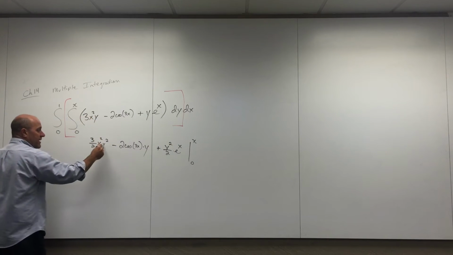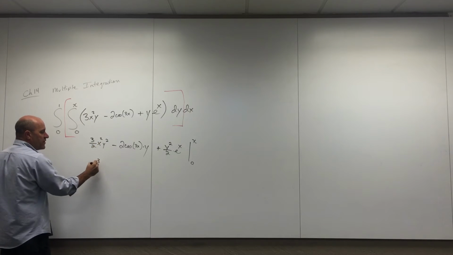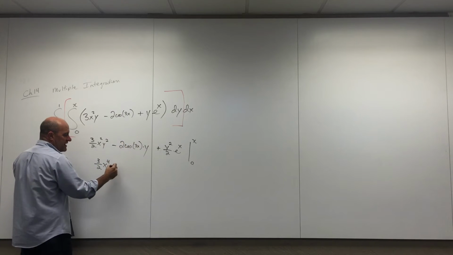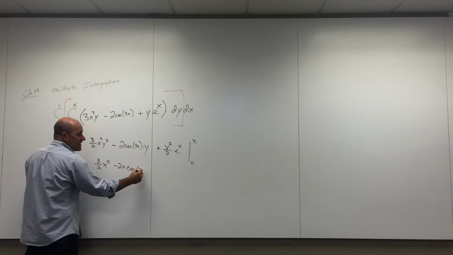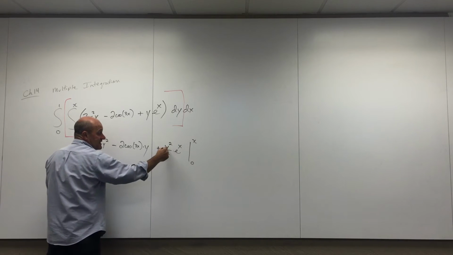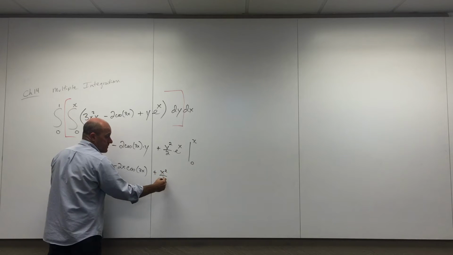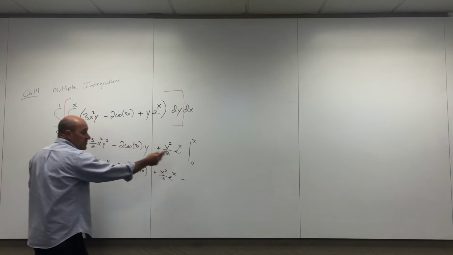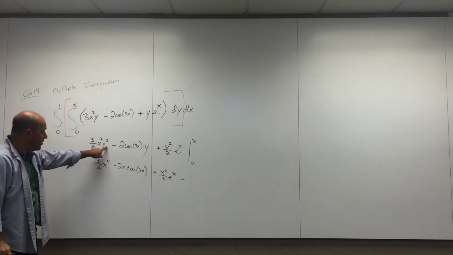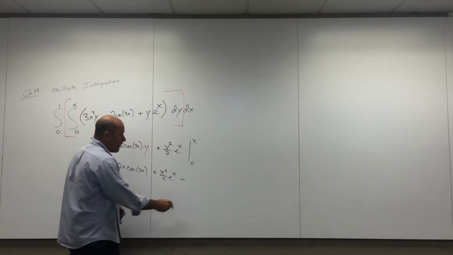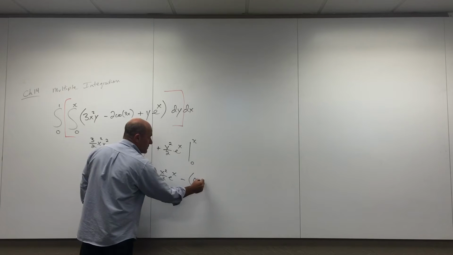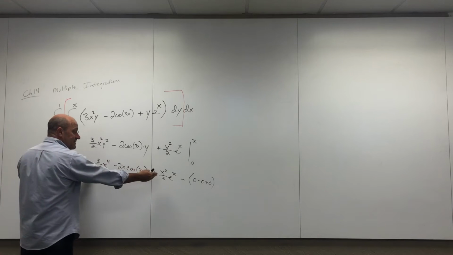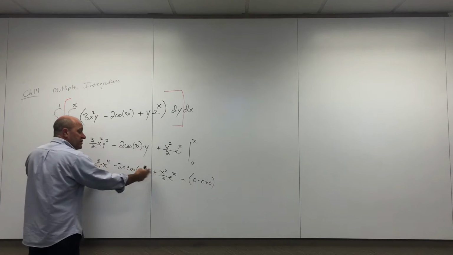So here we go. When I plug this x in for y, I get 3 halves x to the 4th. When I plug this x in here, I'm going to move it out front. It's a negative 2x cosine of 3x. When you plug this x in here, it's x squared over 2, e to the x. Minus, you're supposed to plug the 0 in for all those y's, but when you plug a 0 in for each of those y's, you get a bunch of zeros, so you're subtracting a bunch of zeros. So the answer to the inner integral is this. And notice, all the y's are gone. Now it's just a function of x.